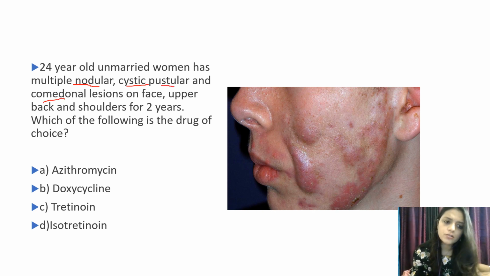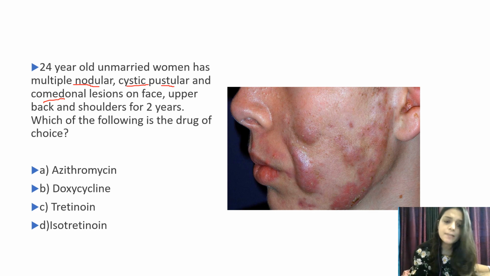Again, what are comedones? We have two types of comedones, open and closed, or what we call blackheads and whiteheads. So this person is having all the features. First of all, you should know what is the diagnosis. So here the diagnosis is acne vulgaris. We know that we don't get all these lesions at the same time.